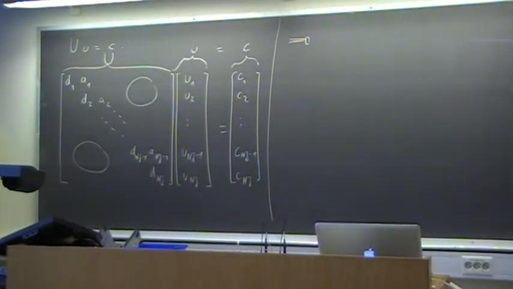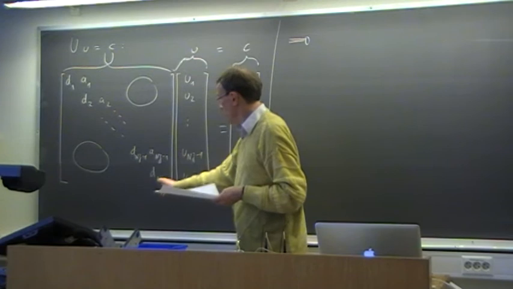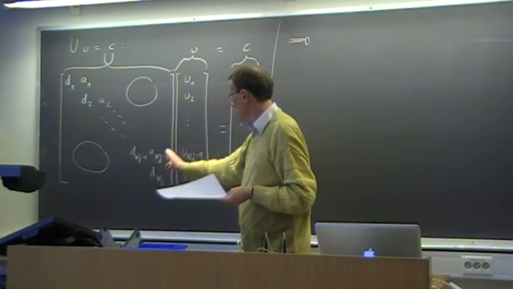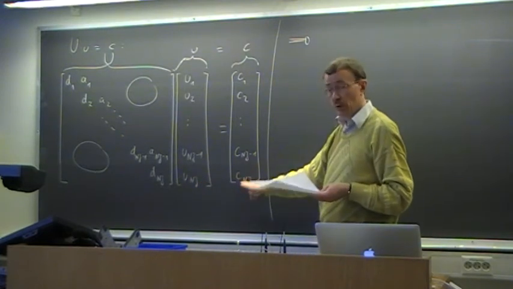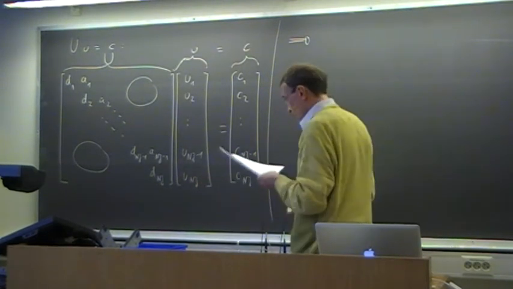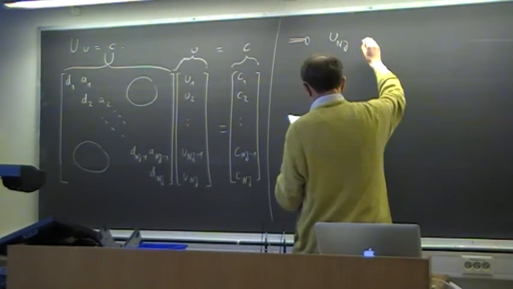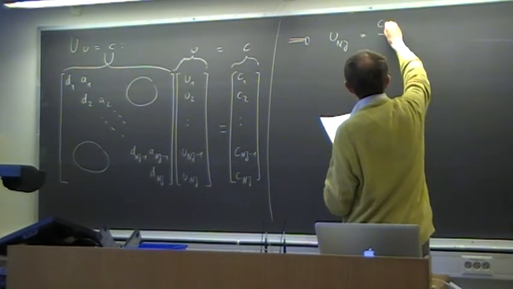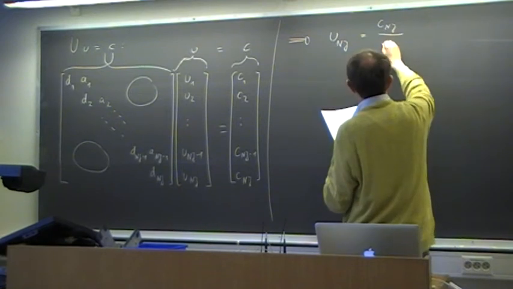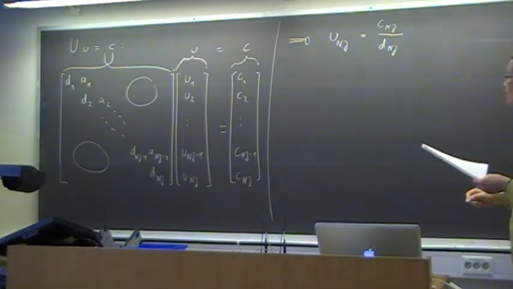So to solve this system of equations, we start at the very end, because there we have just zeros. Then we have d nj that we know times the u nj that we don't know is equal to the c nj that we know. So that means we can determine the u nj directly by computing the ratio between the c nj and the d nj. So we have to do a divide here.